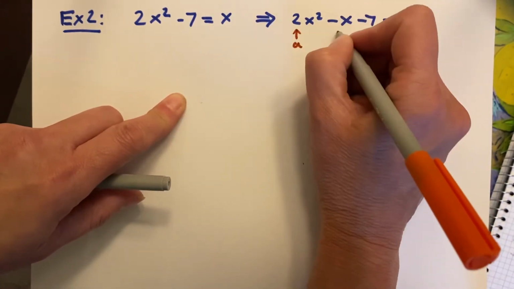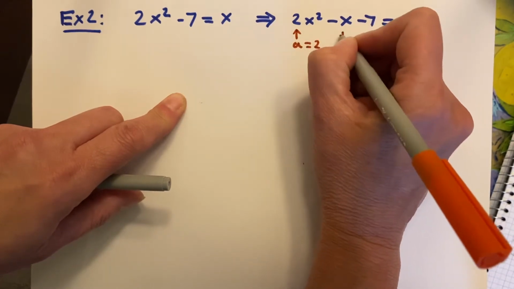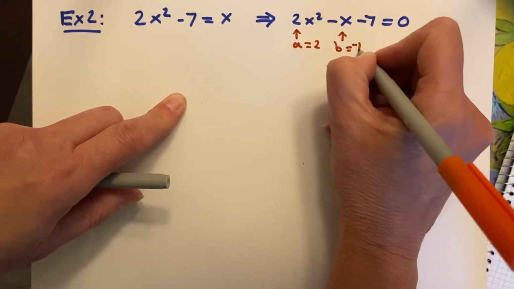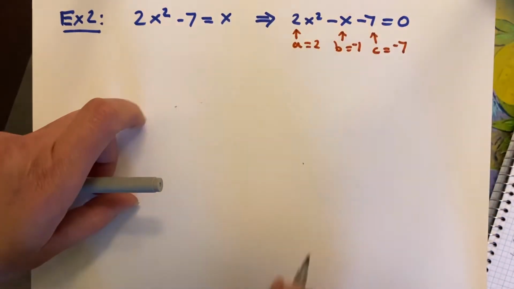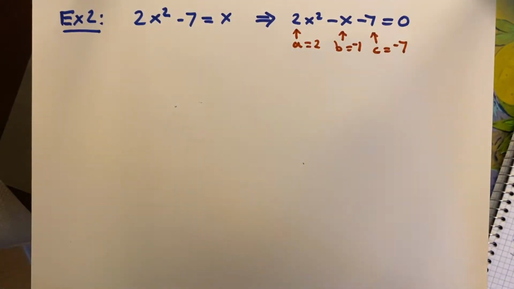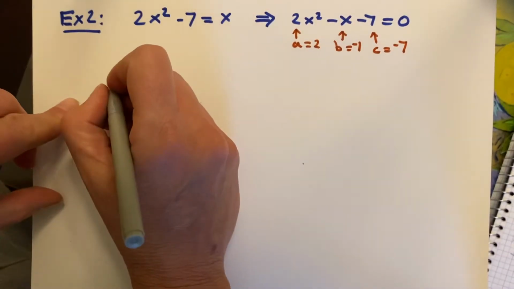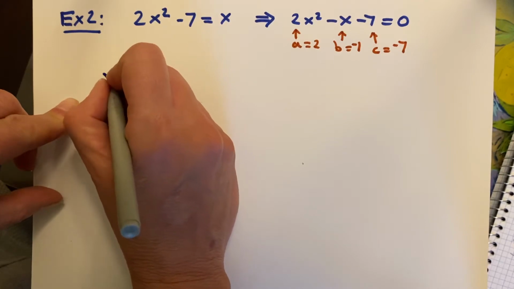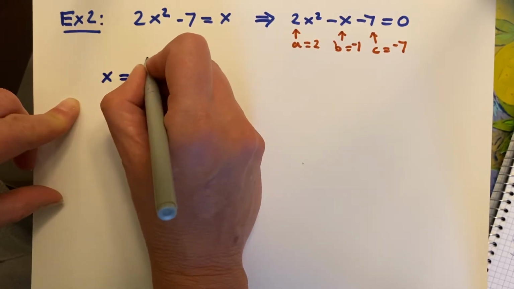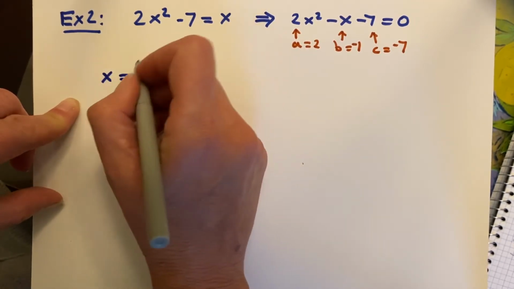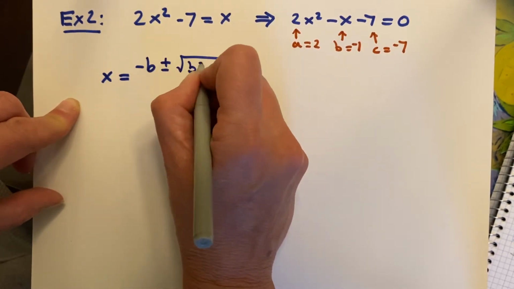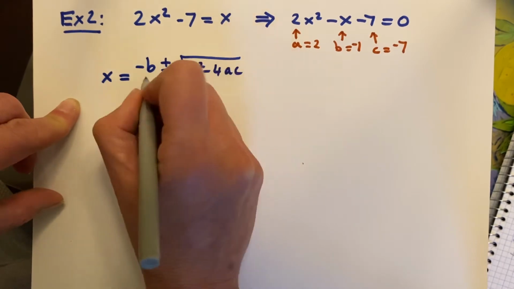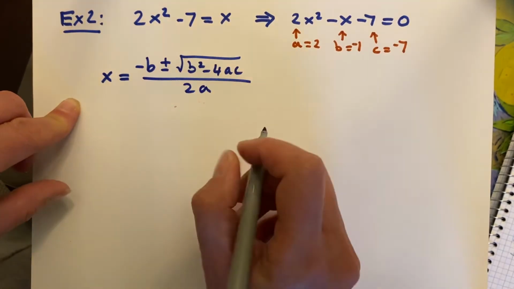So a is 2. B is -1, and C equals -7. We now have the pieces that we need to plug into our quadratic formula. So here's, again, our formula. Always write it down on the page so that you have it to refer to. -b plus or minus the square root of b squared minus 4ac over 2a.